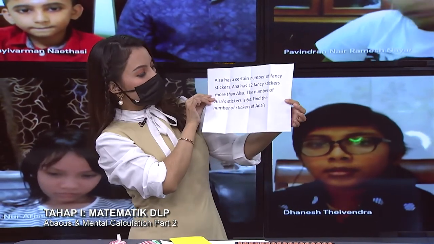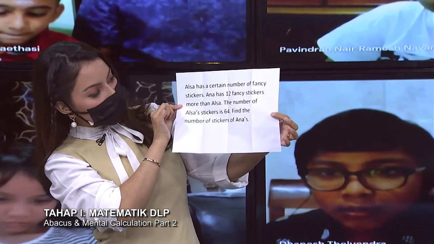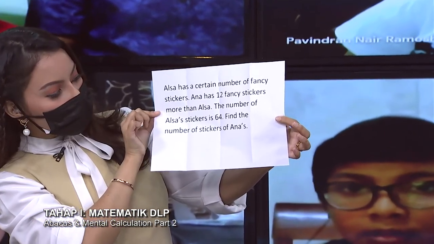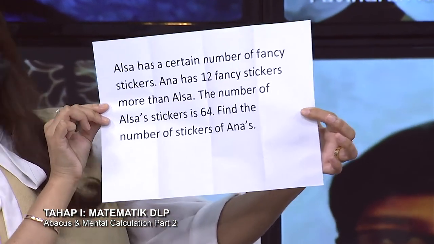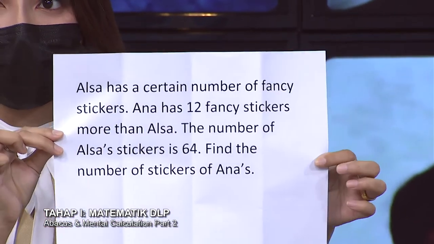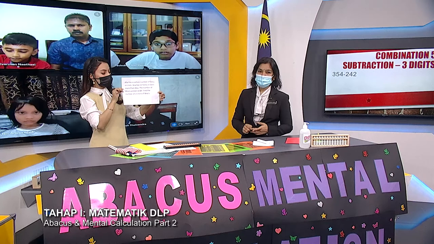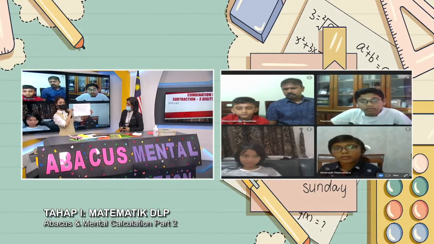Alright, so Elsa has a certain number of fancy stickers. Anna has 12 fancy stickers more than Elsa. The number of Elsa's stickers is 64. Find the number of Anna's stickers. I think our kids at home can do this together with us. Since it's problem solving, you have to take the information correctly. I repeat.